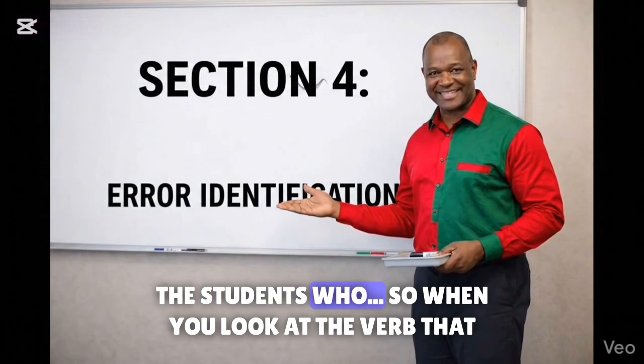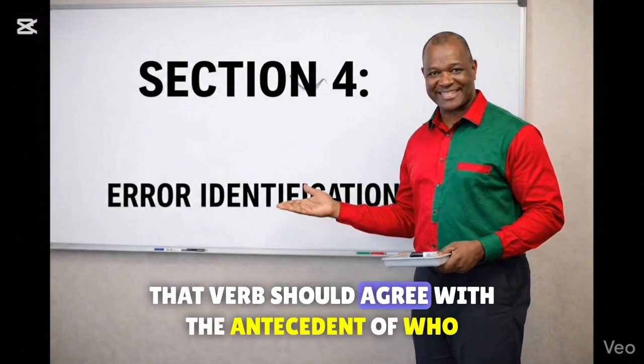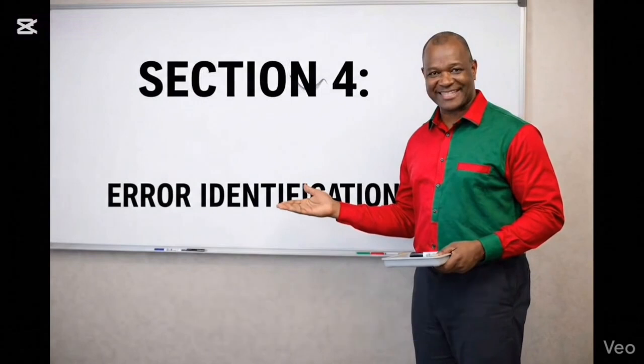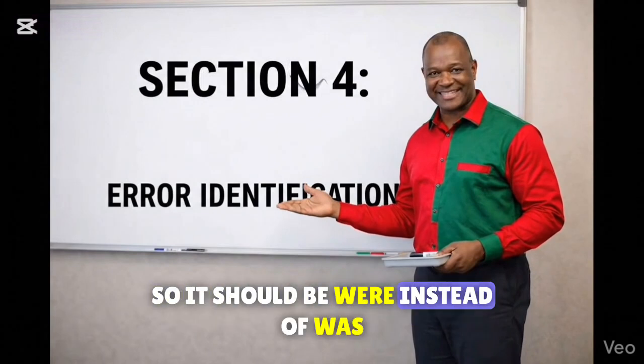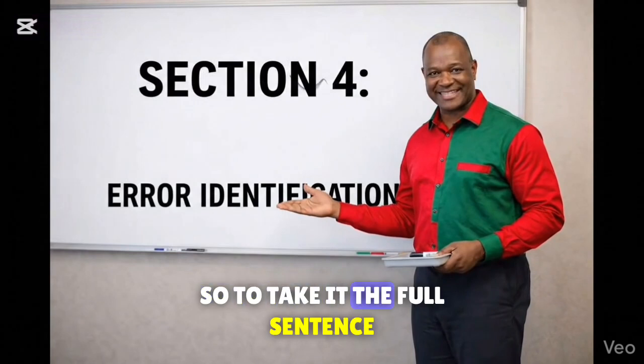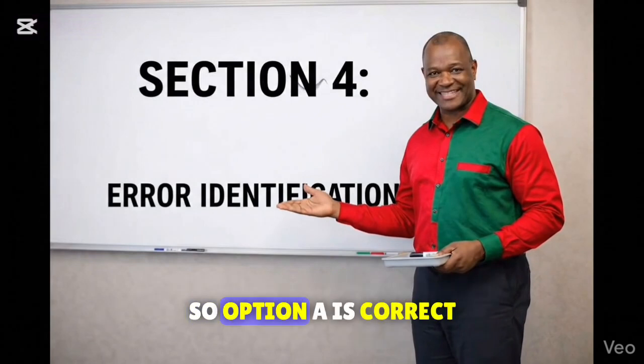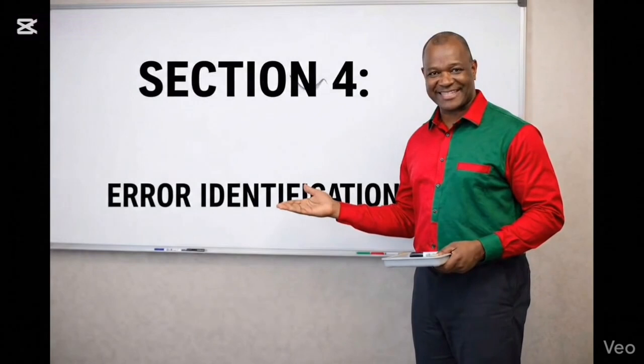The students who, so when you look at the verb that should follow who, that verb should agree with the antecedent of who, which is the students. And the students is plural, so it should be were instead of was. So to take the full sentence, he is one of the students who were punished. So option A is correct.